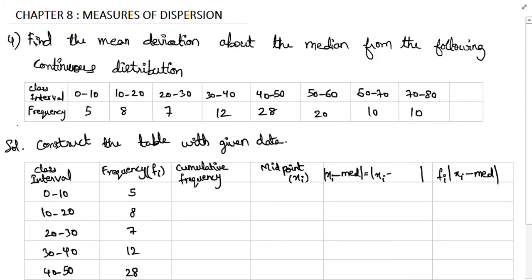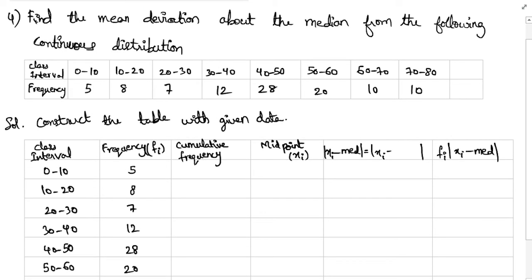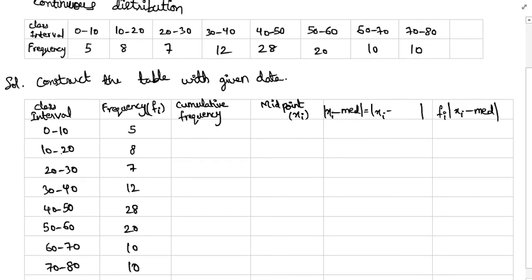Find the mean deviation about the median from the following continuous distribution. Here I have already drawn a table in the solution so that it will be easy for me to explain. So construct the table with the given data. Then I have drawn a table and written the class interval and also the frequency here.